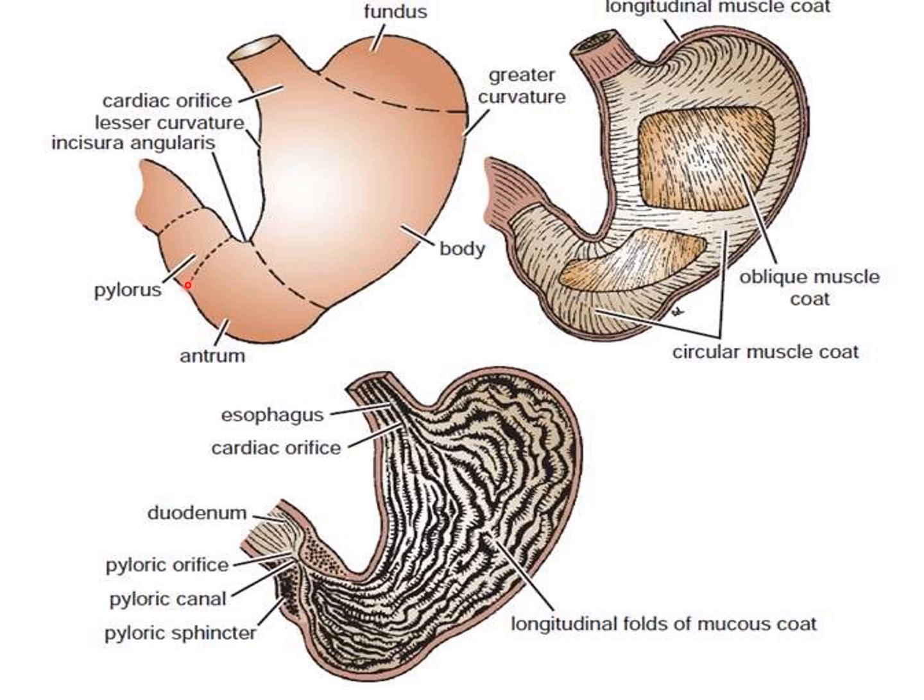And the last part is the pylorus. In this image, you can see the pyloric orifice, pyloric sphincter and the canal of the pylorus called the pyloric canal. Here you can see the circular muscle coat, the oblique muscle coat and the longitudinal muscle coat. Also please note the greater curvature and the lesser curvature of the stomach.